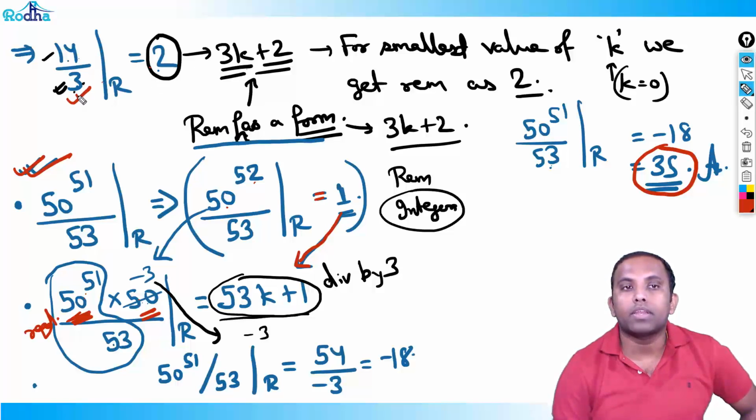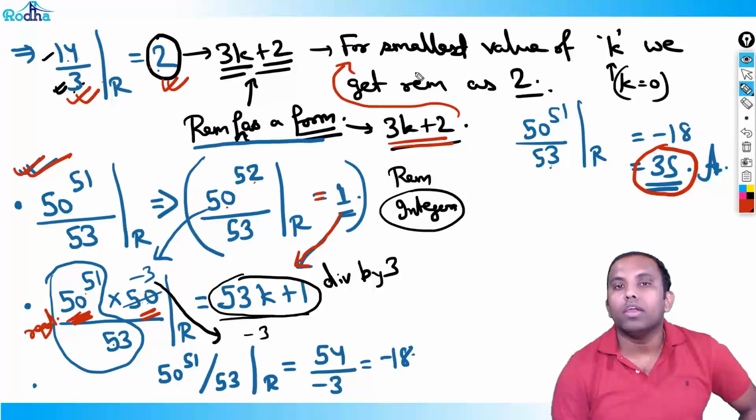A number when divided by 3, the remainder is 2. So now the remainder is of the form 3k plus 2, and for the smallest value of k, you will get the remainder as 2. Here also, I'll write the form 53k plus 1, because a number when divided by 53, the remainder is 1. So the remainder is of the form 53k plus 1.